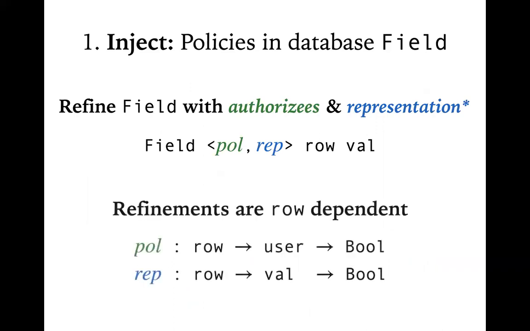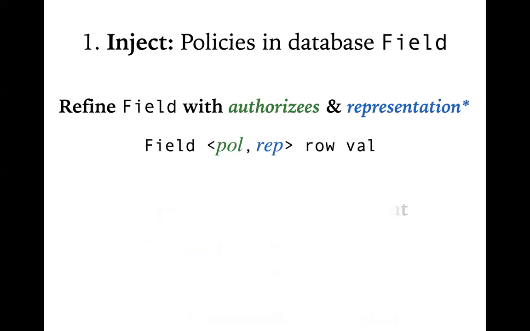They're both going to be predicates. In one case, it takes the row and the user and returns true or false. The other is going to be a predicate that defines what value is even held in that particular field. This is easiest to see by an example. We're going to have to represent the SQL query semantics at the type level, and that's what this rep does.